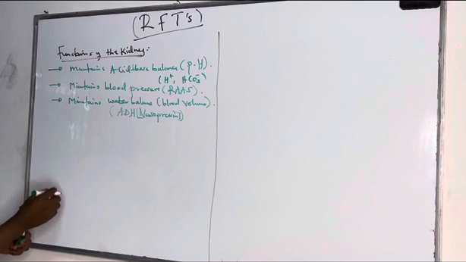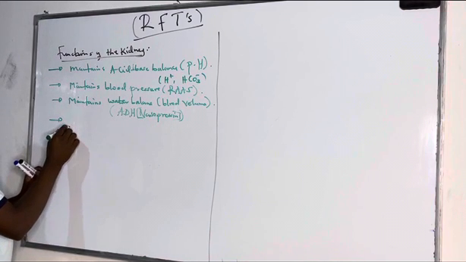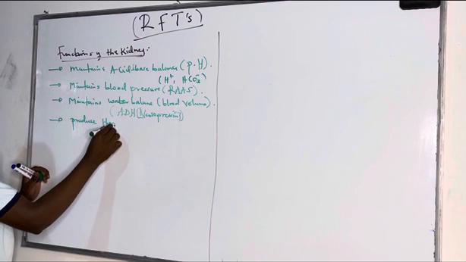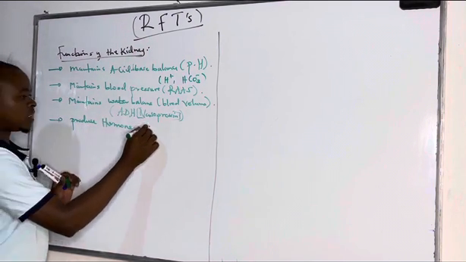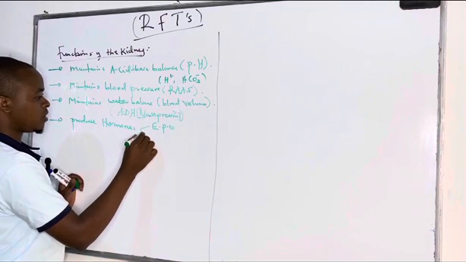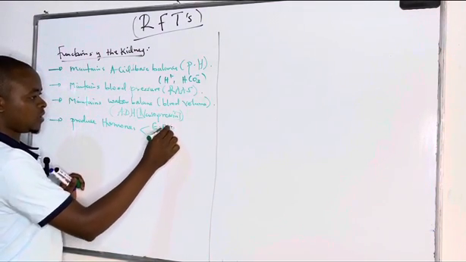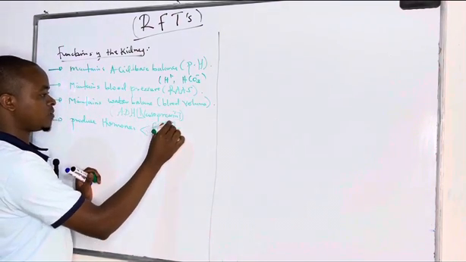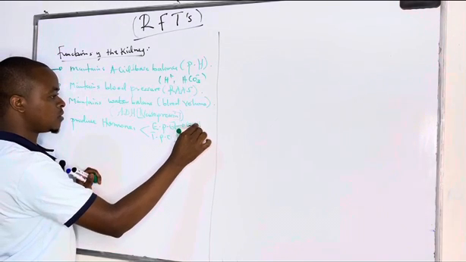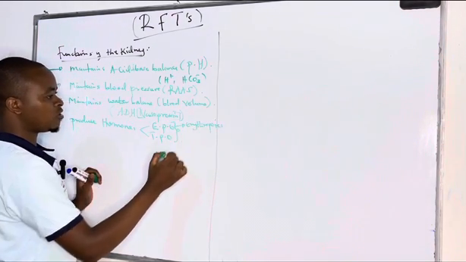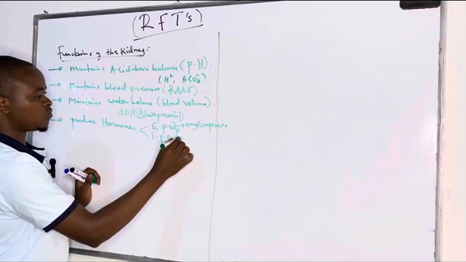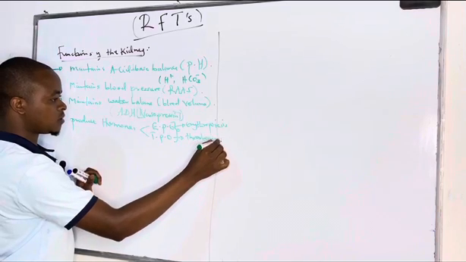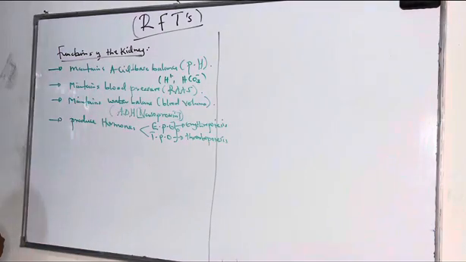Another function of the kidney is that it plays an endocrine role, whereby it produces hormones like erythropoietin hormone and thrombopoietin hormone. These hormones play a big role in hematopoiesis, whereby erythropoietin triggers erythropoiesis, that is the formation of red cells, and thrombopoietin triggers thrombopoiesis, which is the formation of platelets. So we see this being done by the kidney.